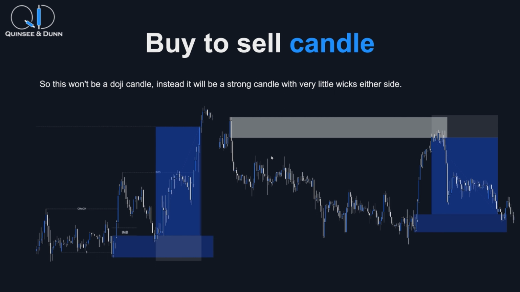So typically, I feel like the buy to sell candles are the high probable trades, just because you can tell that they've created a strong move behind them just from those candles itself.